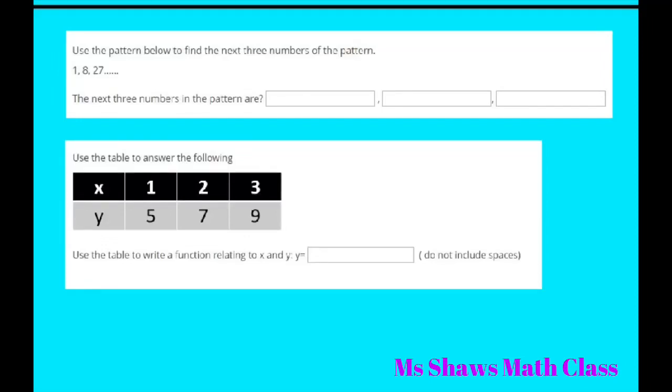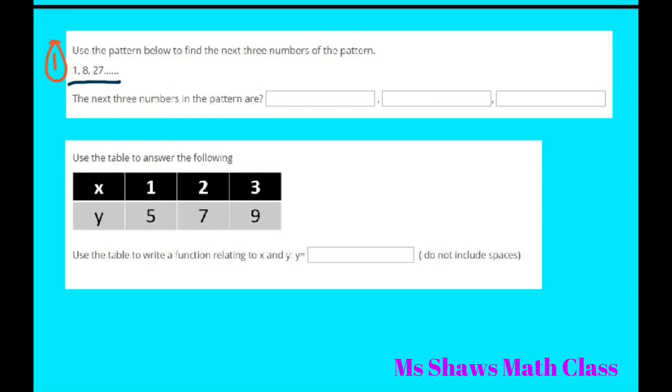Everyone, this is basically an introduction to using inductive reasoning skills to find patterns and to write functions based on those patterns with the use of conjectures. So we're using conjectures and inductive reasoning. The first example says to use the pattern below to find the next three numbers of the pattern.